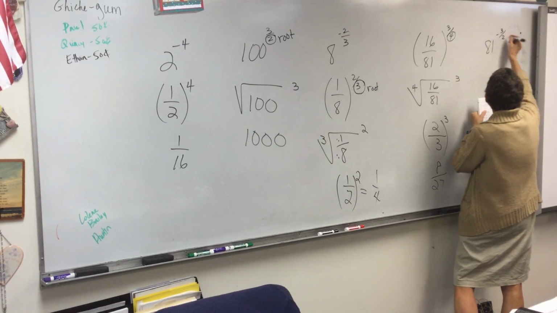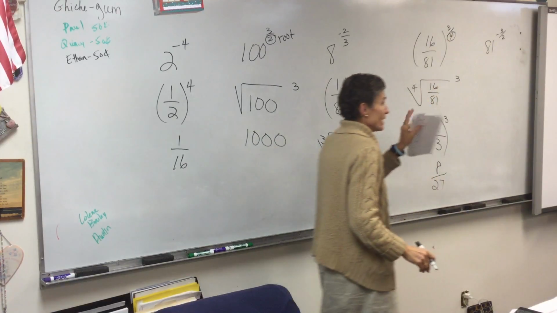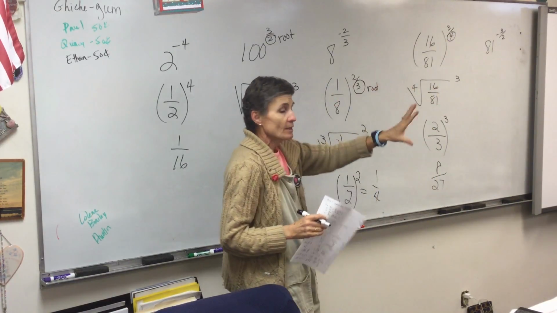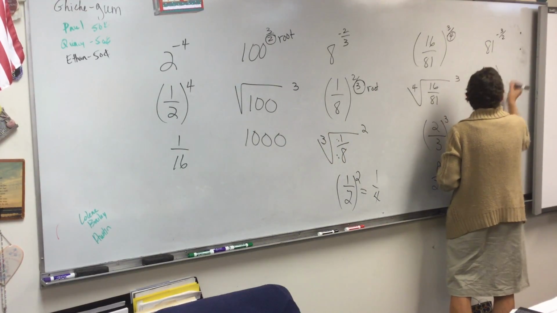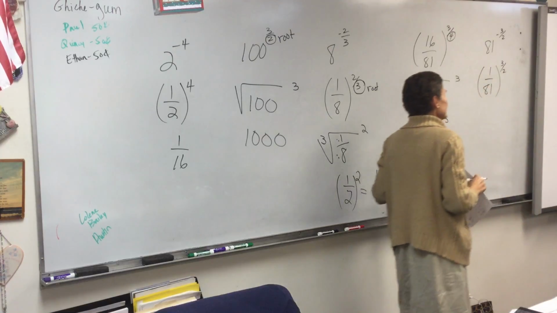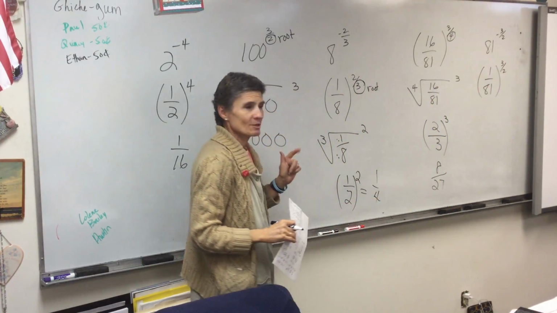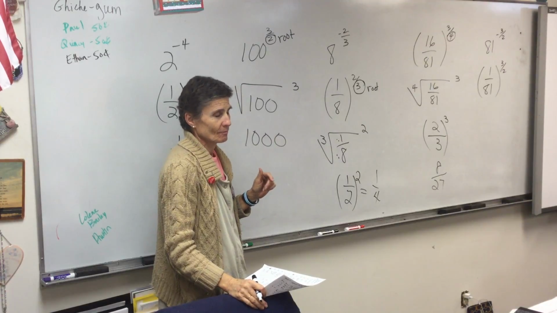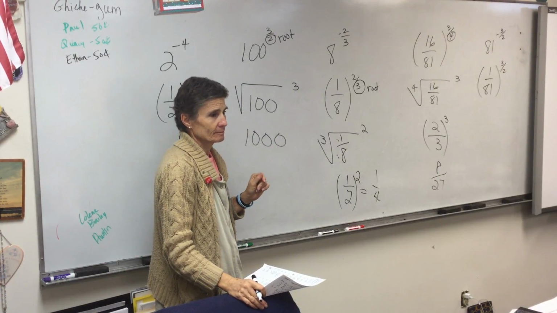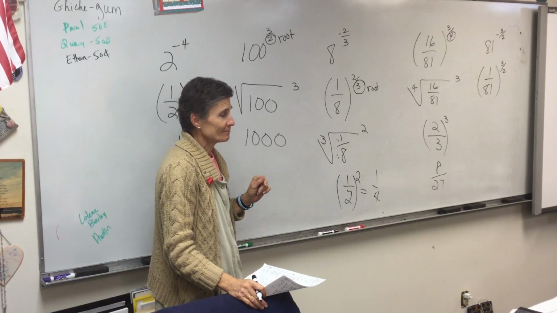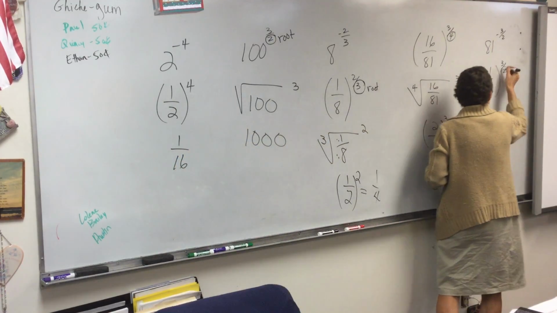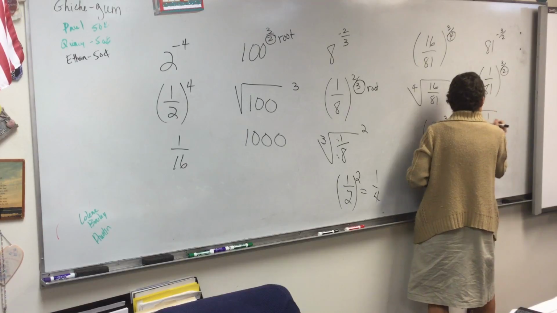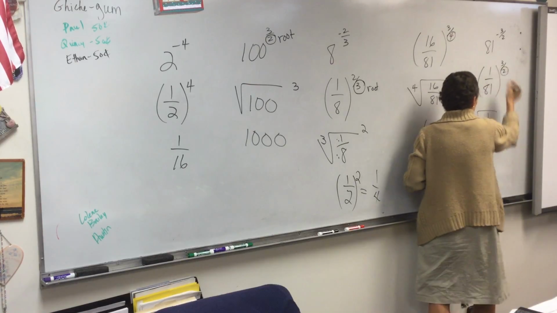81 to the negative 3 halves. Okay, wait a second. Negative, negative. That should pop out at you. Flip it. So 1 over 81 to the 3 halves. What does the 3 halves mean? Square root. So we're going to take the square root of 1/81, and then we'll cube that.